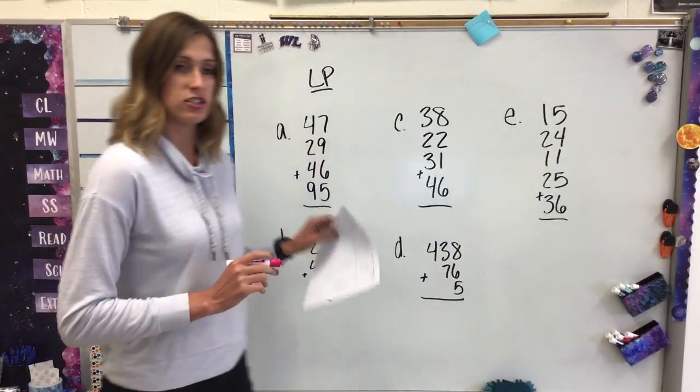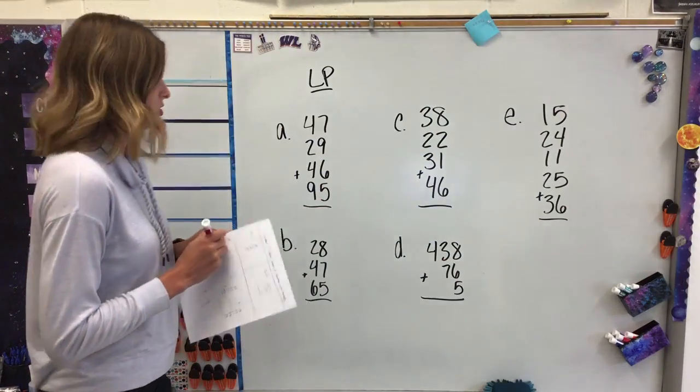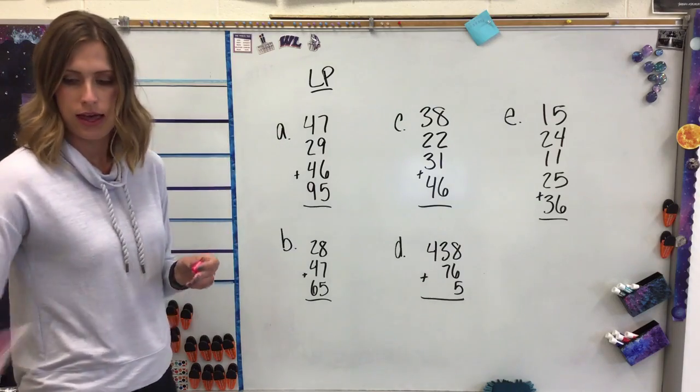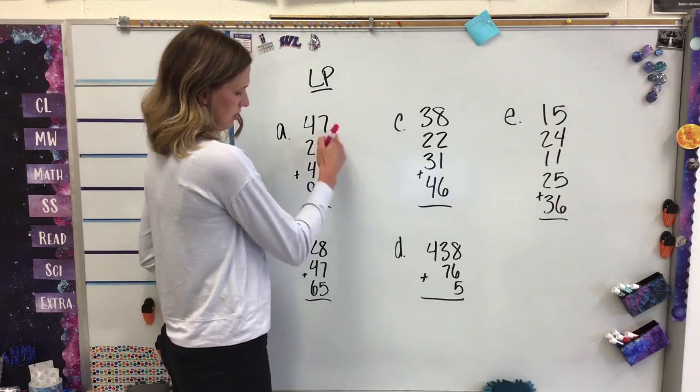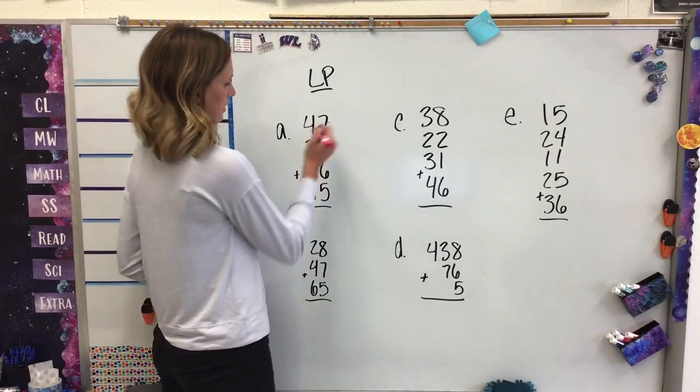Hopefully you've got a pretty good start on our lesson practice by now. Let's go through some of these together. So, A. Right away, I'm going to see these numbers are kind of big. I'm going to use that to write them at the side.